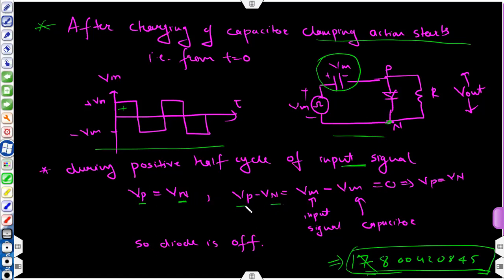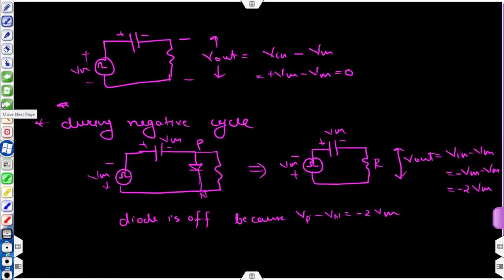Why is this the situation? Because Vp minus Vn is Vm minus Vm, that is equal to 0. So Vp is equal to Vn. This Vm is because of the input signal and this Vm is because of the capacitor. So the diode will be off. At least Vp should be greater than Vn to turn on the diode. Even though we are considering an ideal diode, Vp should be greater than Vn to turn on the diode. So now what will happen? The diode will be in off state.